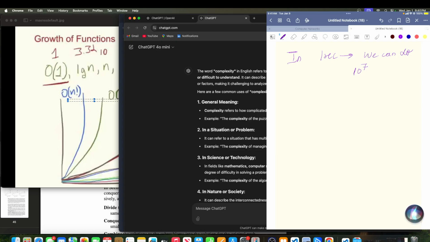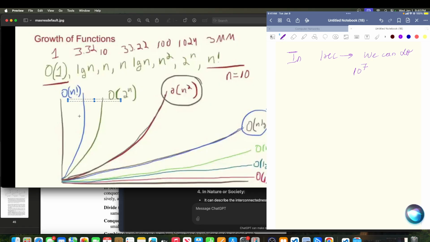Okay, that's all for this lecture. Just keep this growth rate thing in mind. This is going to be very important because this defines how the functions behave.